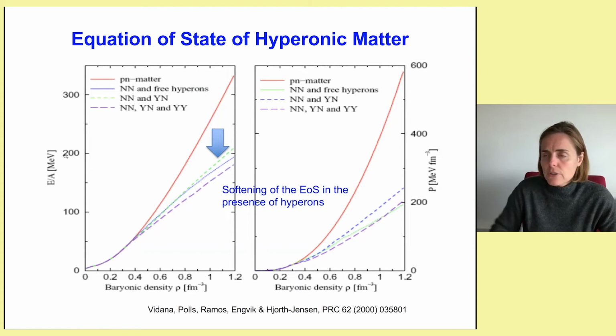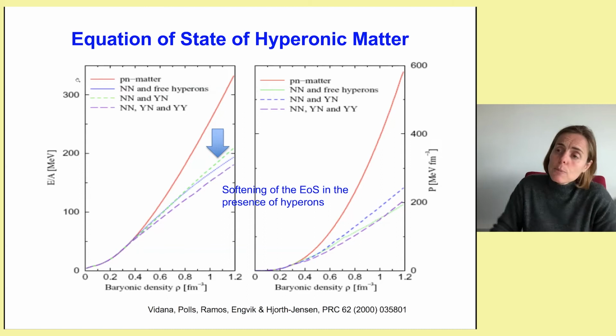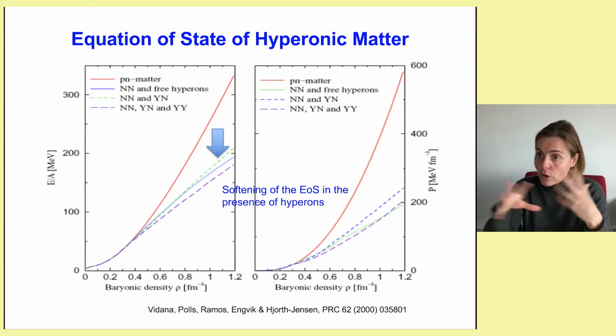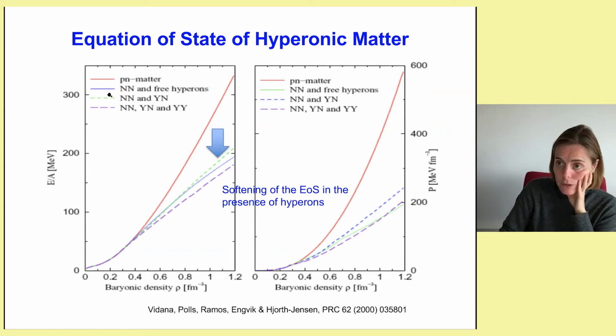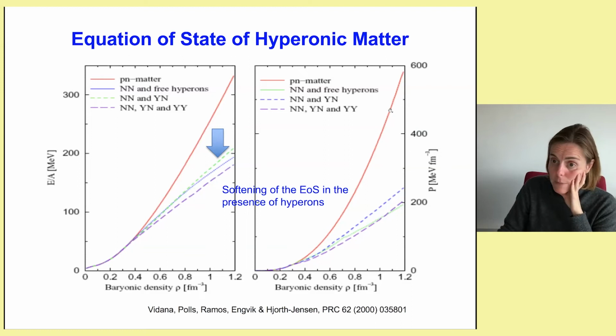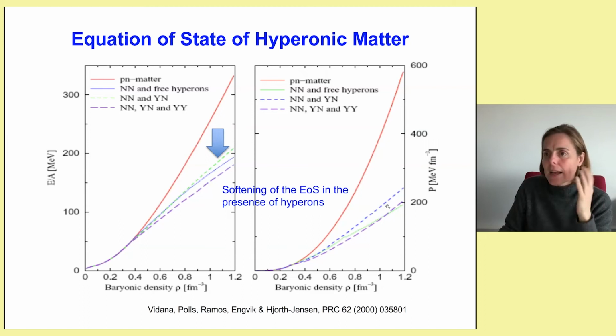But now what happens? Now you put hyperons. You put this new species into the game and then you relate them with all these beta stable conditions. So these three lines have hyperons and you see the trend. The energy per particle is lowered. So now you have less energy per particle at the same density, or in pressure, less pressure, okay? This is called softening of the equation of state.